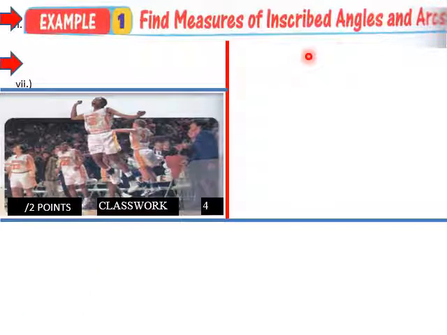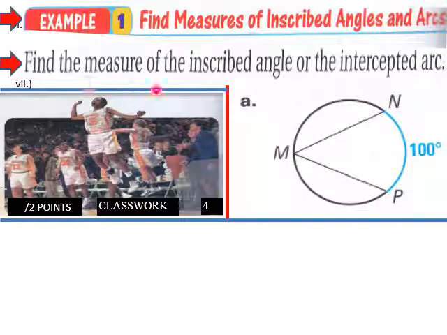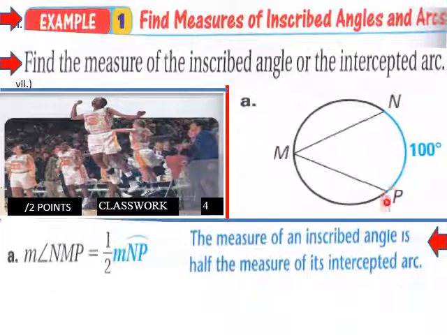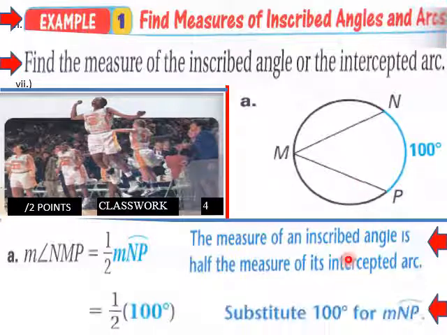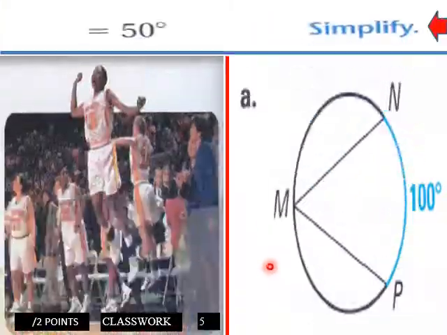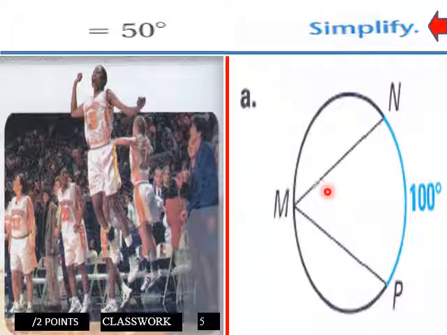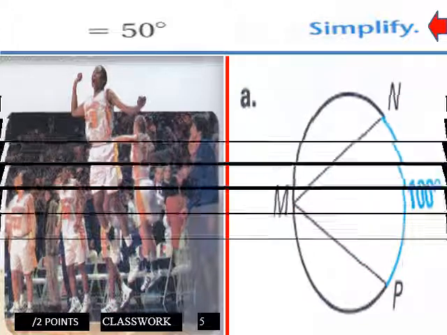So find the measure of inscribed angles and arcs. We have the situation here. Find the measure of this inscribed angle. What would this measure be since we know what the arc measurement is? The measure of angle NMP would be 1/2 of arc NP. We know this is 100 degrees, so it'll be 1/2 of 100, which equals 50, would it not? You betcha. So angle NMP would be 50 degrees.